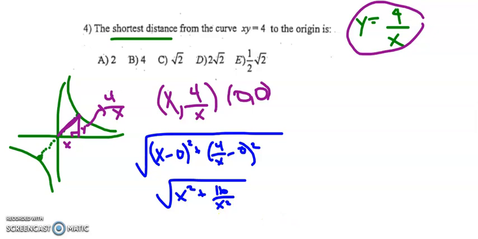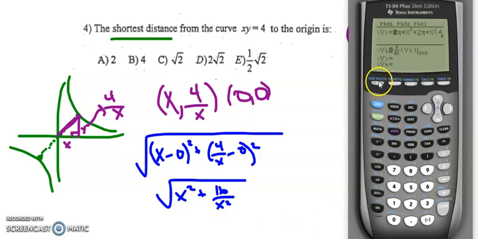Now I'm going to go to my calculator. I'm going to go to the graph screen, and notice that I already have the derivative notation in y2. I'm going to leave that, and I'm just going to clear out the first function and put in this equation here, the square root of x squared plus 16 divided by x squared. So you see that I have my distance equation and then my derivative.